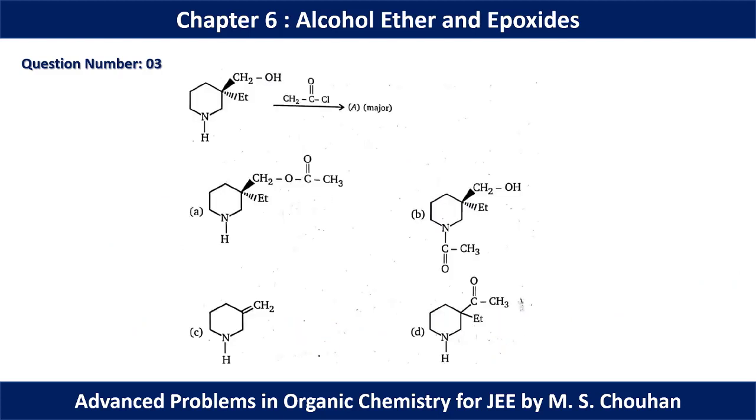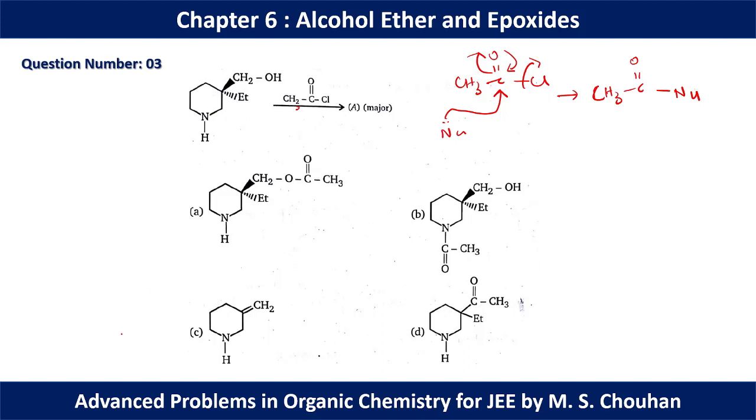In question number 3, we have CH3C double bond OCl, an acid chloride. So the reaction will be like this. If any nucleophile approaches the acid chloride, this C double bond O will break, again it will come back and this leaving group will be eliminated. So finally we will get this kind of situation.